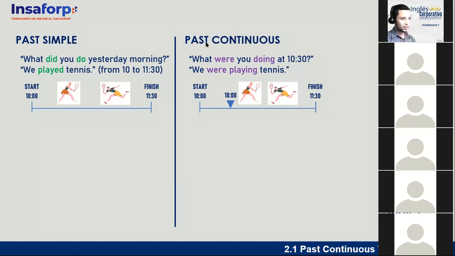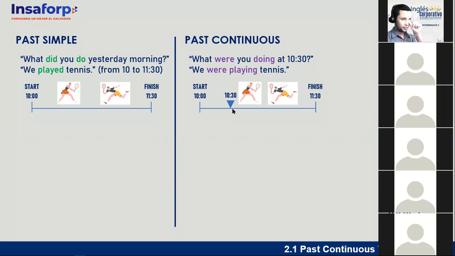What about the past continuous? What were you doing at 10:30? The answer is, we were playing tennis. Si ellos empezaron a las 10 y terminaron a las 11:30, significa que a las 10:30, I made a mistake with a number here, I'm sorry. Okay, 10:30. A las 10:30, la actividad estaba en progreso. No había terminado. Aún estaban jugando. So, what were you doing at 10:30? We were playing tennis.